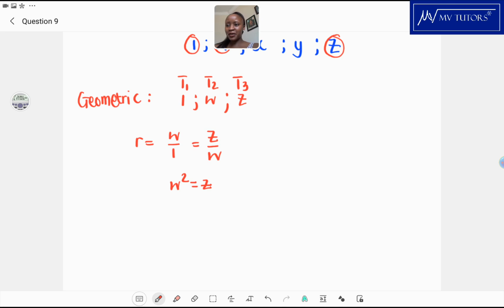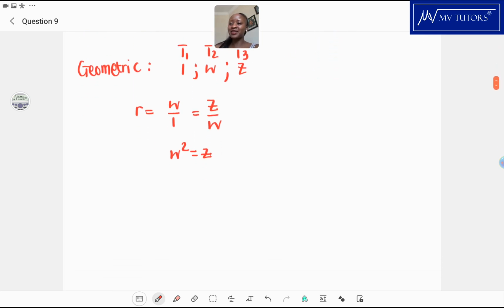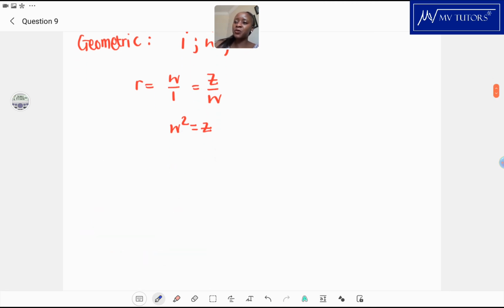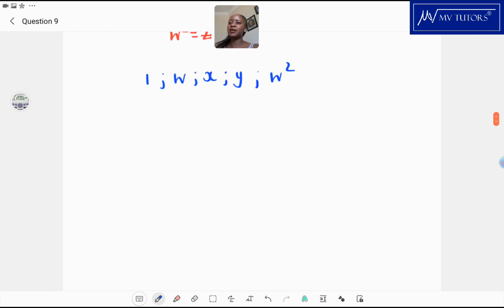But what will that do for me? Okay, so I can write Z in terms of W. And then let's see what happens. I'm going to go back to my arithmetic series. Okay, so I have my first term as 1, my second term W, X, Y, and Z. We know that Z is W squared. Okay, what are we looking for again? The common difference in the arithmetic series or sequence.